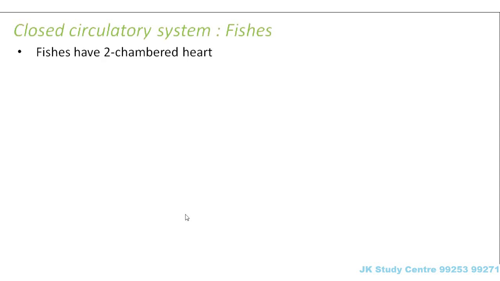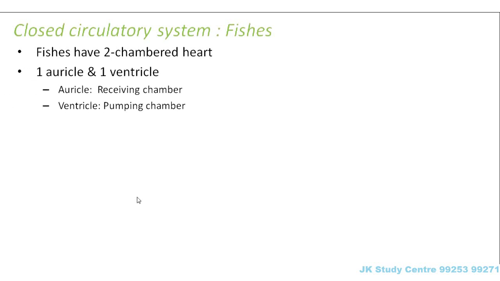So fishes have a two-chambered heart. What do we mean by two-chambered heart? Normally this pumping organ, that is the heart, is divided into chambers, or room-like structures. So fishes have two chambers inside the heart. So what are these two chambers? The two chambers are called auricles and ventricles. So the fish's heart has one auricle and one ventricle.